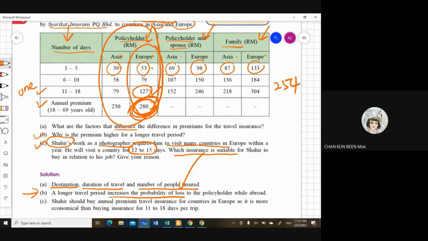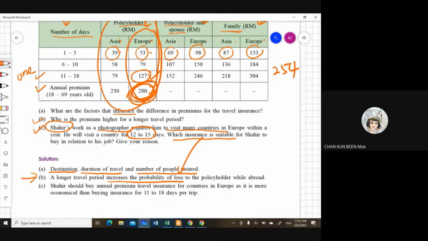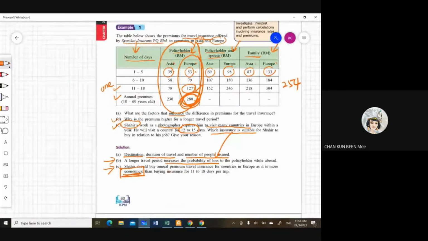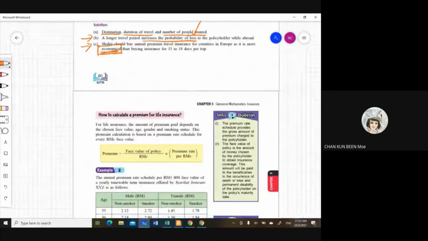Okay, so you can see the given solution down here. Shahel should buy annual premium travel insurance for countries in Europe as it is more economical than buying insurance for 11 to 18 days per trip. Okay, so they use this word, economical, meaning that it is cheaper. Okay, hopefully you will understand. Now we move to page 81.